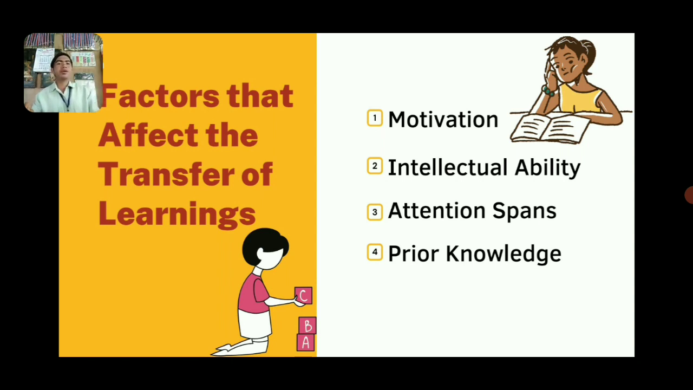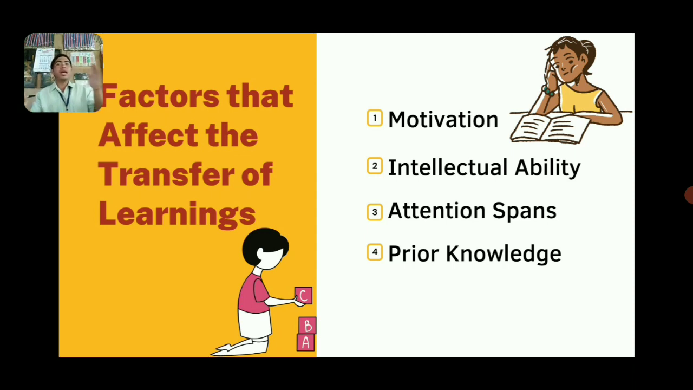Next is the last one, the prior knowledge. Prior knowledge is very, very important in transfer of learning, because no matter how intelligent you are, if you have no prior knowledge on that topic, then you are still blank on learning. Therefore, we need to know if the student has prior knowledge, the stock knowledge on the topic.